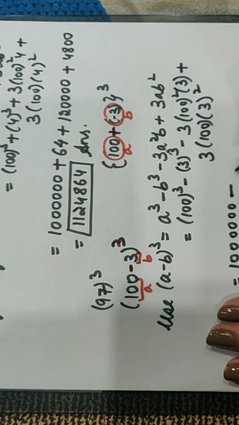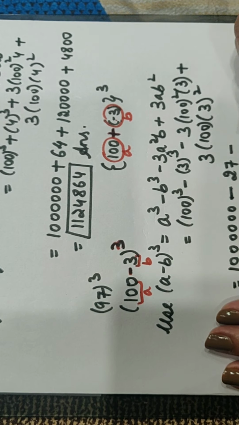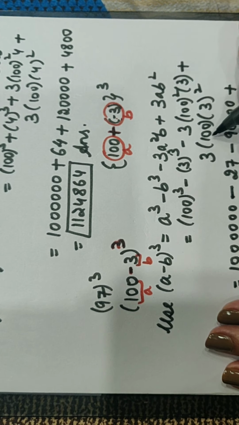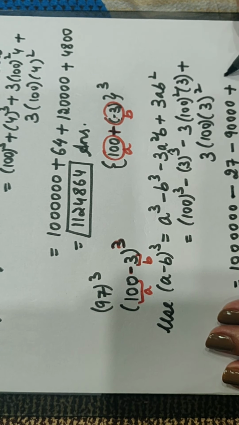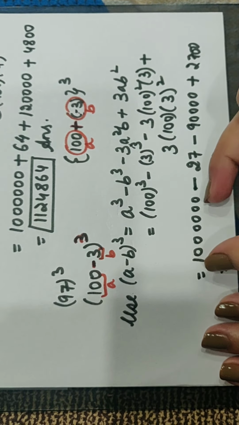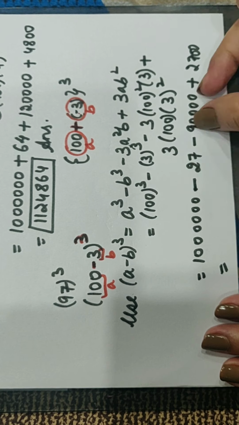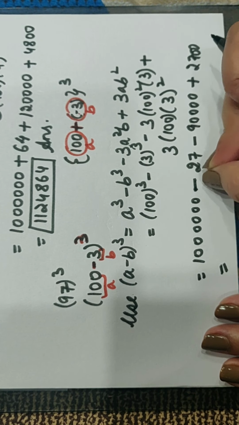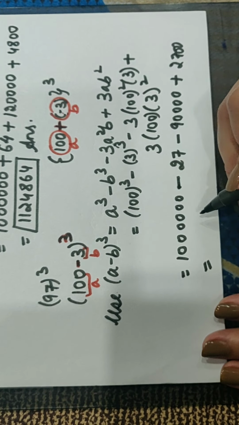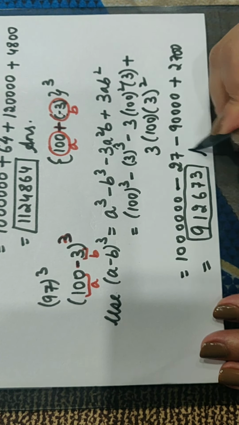10 lakhs minus 3 cube is 27 minus 3 into 100 square into 3, it's equal to 90,000, plus 3 into 100 into 9, this is equal to 2700. On solving, this is plus, so add them first, then perform this operation. See, this is minus and minus, overall sign will be minus, but the operation would be addition. So on solving this, we'll get 9,12,673. This is the answer.